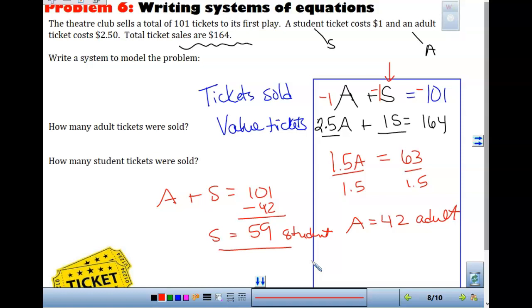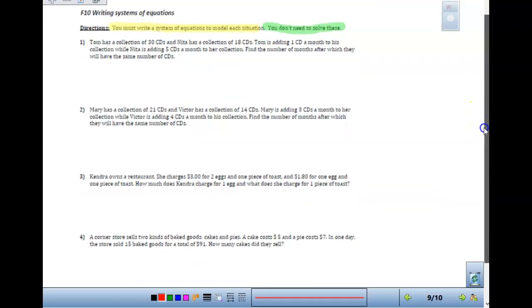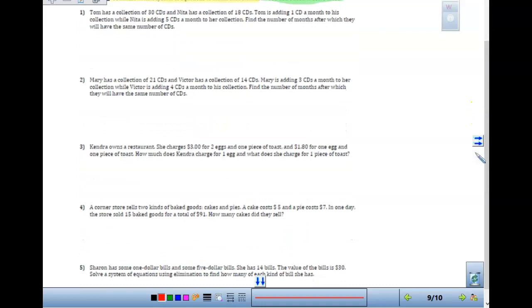So as we take a look at this homework, we've already done number 1, right? Well, I am passing back the quiz, trying to get 2, 3, 4. We're going to look at 2, 3, 4, and 5 before the end of the period, okay?